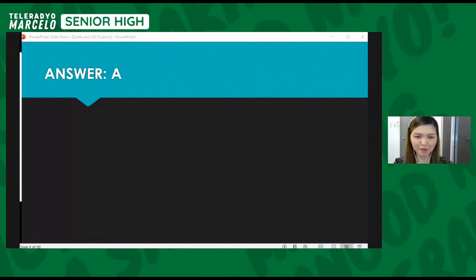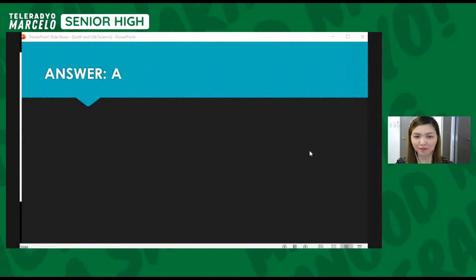All right, number 4. Which of the following is the process of breaking down rocks into sediments? Is it A, deposition, B, erosion, C, weathering, or letter D, letters B and C? Again, which of the following is the process of breaking down rocks into sediments?